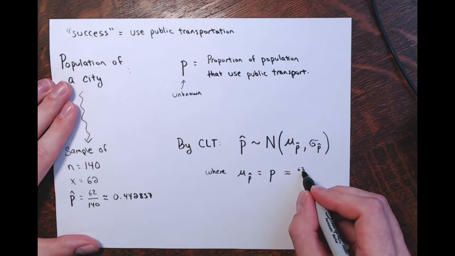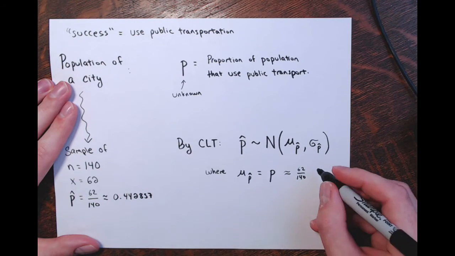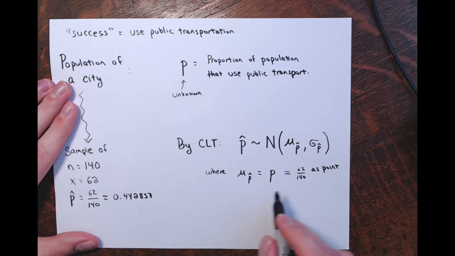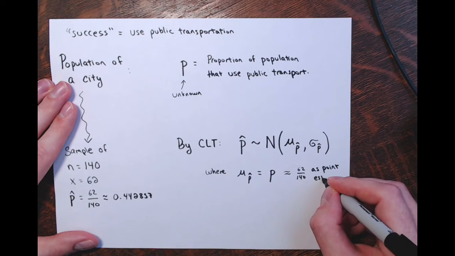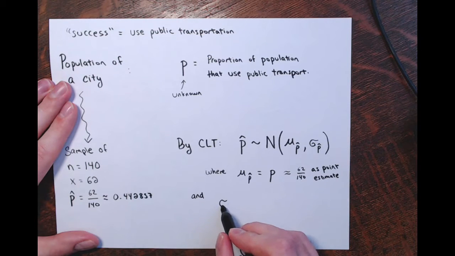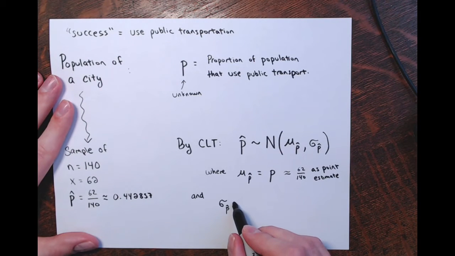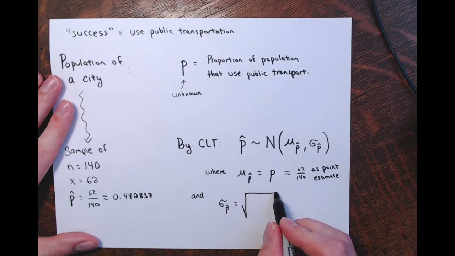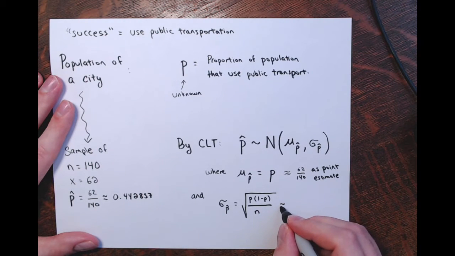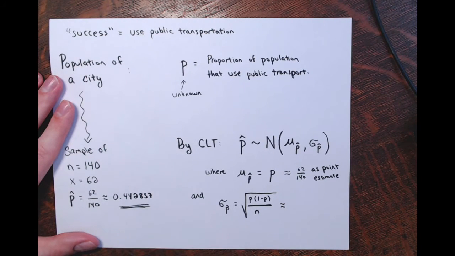I'm going to use 62 out of 140, this 0.44 something, as a point estimate. So I'm going to have p hat be the mean now. This is 62 out of 140. And the standard error, or the standard deviation for all the p hats for samples of size 140, remember that was the square root of p times 1 minus p divided by n, the sample size. But again, I don't know what p is. So we're going to approximate it using our p hat again, using our point estimate.